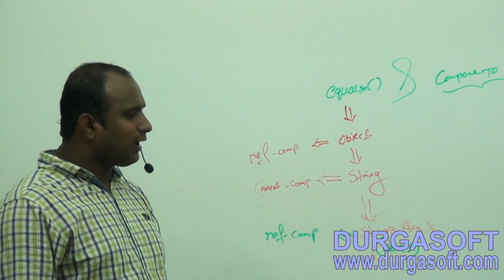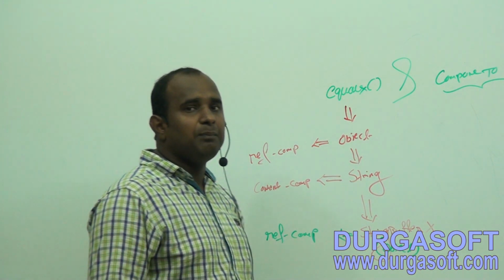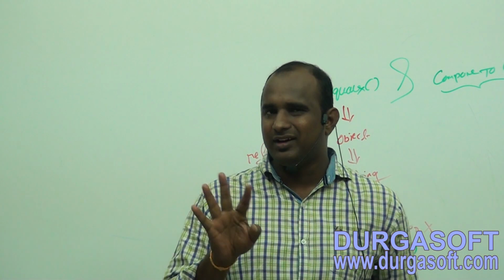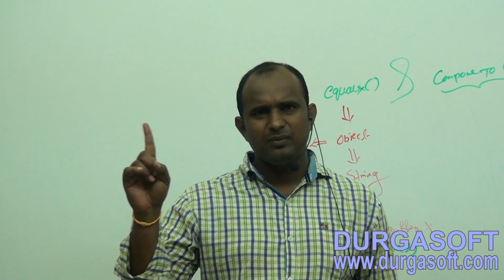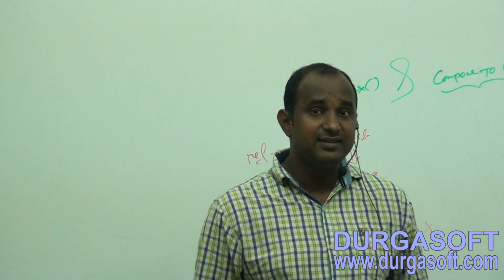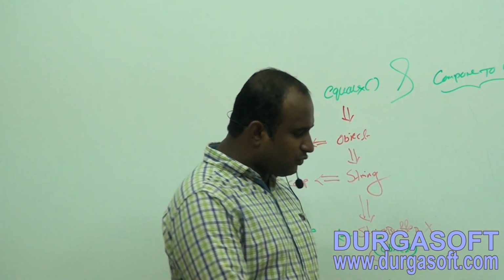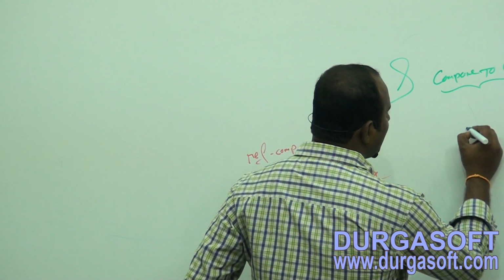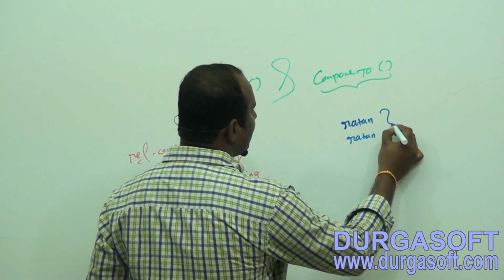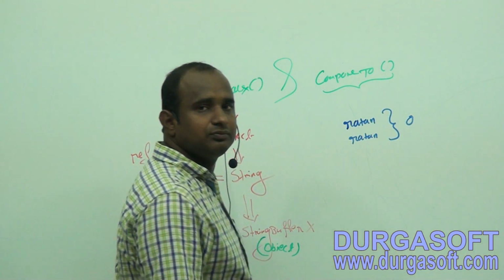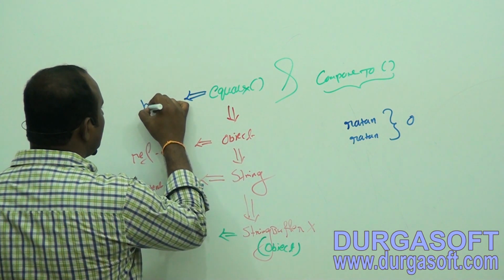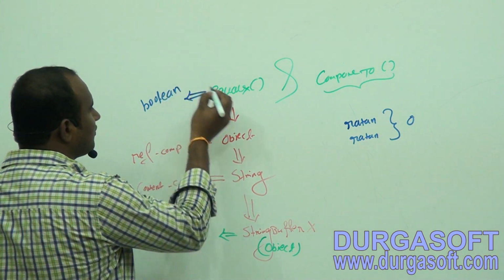Next one is the compareTo method. The compareTo method also compares two strings, and it returns an integer value as the return value. The equals method return type is boolean, and the compareTo method return type is integer. For example, here I am comparing Ratan with Ratan. If the two strings are equal, it returns 0. The equals method returns a boolean value, meaning either true or false.